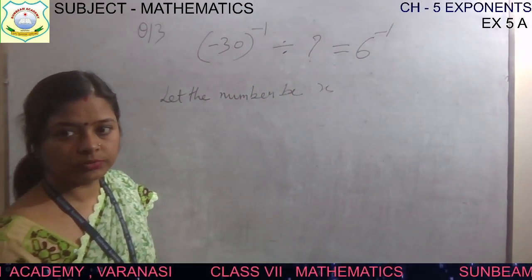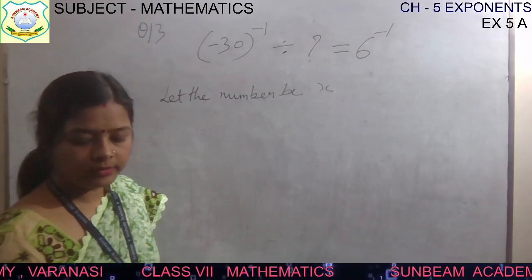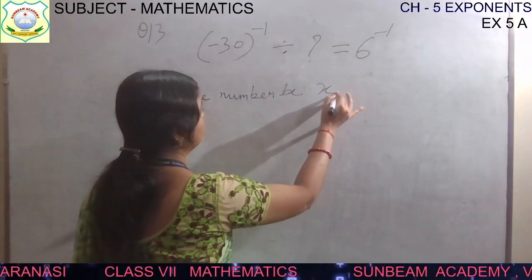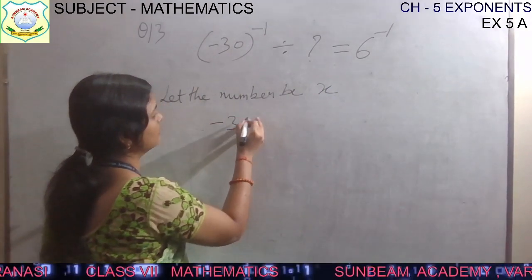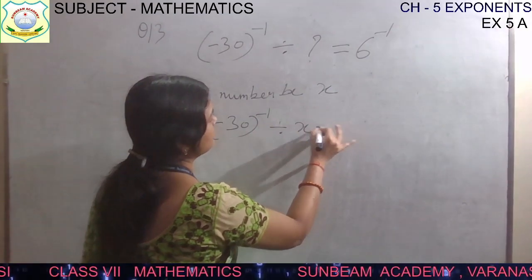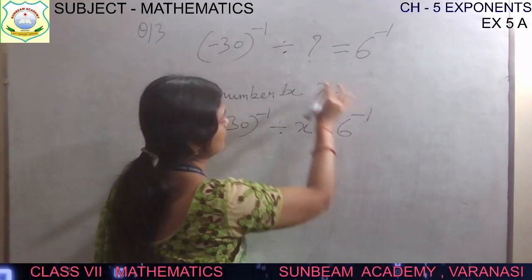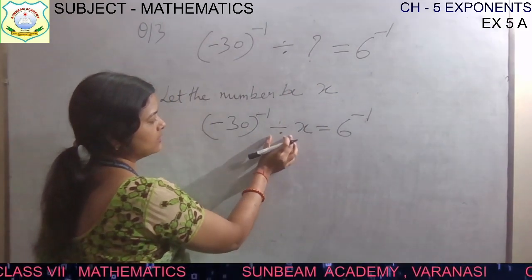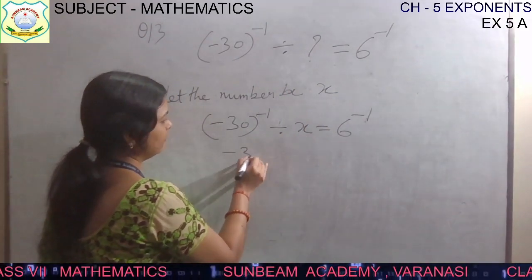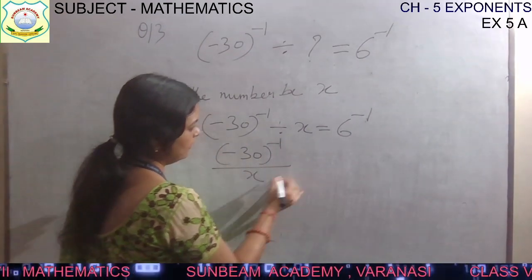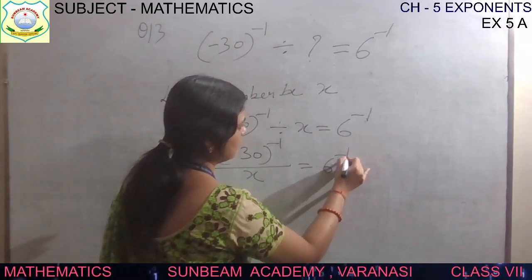Okay. So now what we will do? We will take, let the number be x. So minus 30 to the power minus 1 divided by x is equal to 6 to the power minus 1. Now this is in division, which means this can be written like this also, children. Divide, it is equal to 6 to the power minus 1.